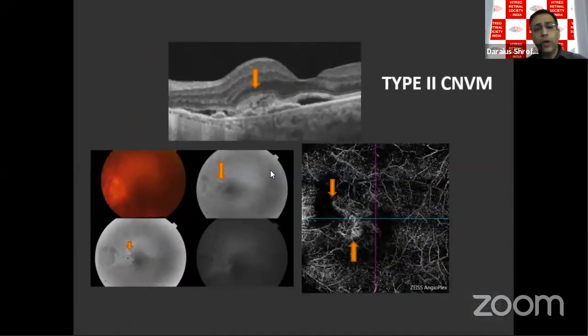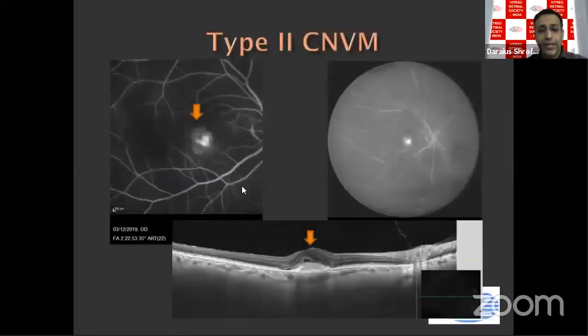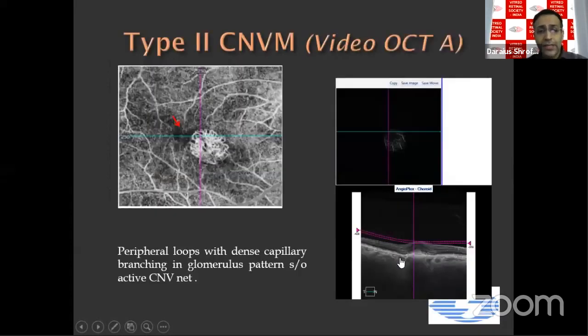Now we move on to type 2 CNVM. Type 2 are the ones which are below the retina. You can see how beautifully the membrane is seen using the Octa compared to traditional imaging. Here's another case where you can see the membrane beautifully lying spindle shaped just below the retina. And this is a short video.